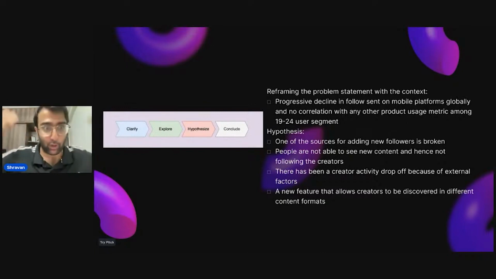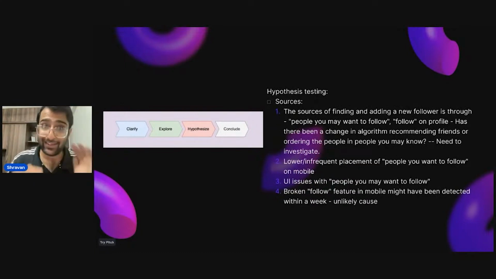तो मैंने ये 4 hypothesis बना लिए based on the current problem statement. यहां तक बात clear है? I will break down each hypothesis and try to solve it, right?